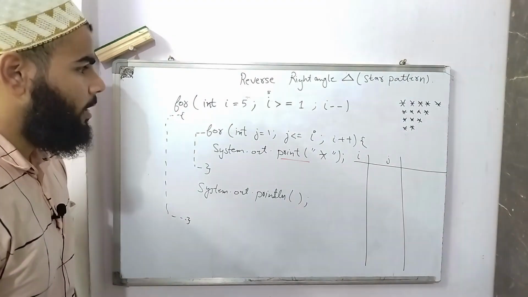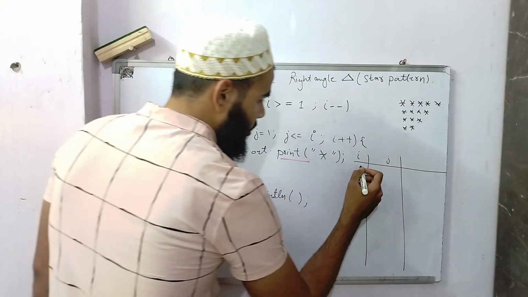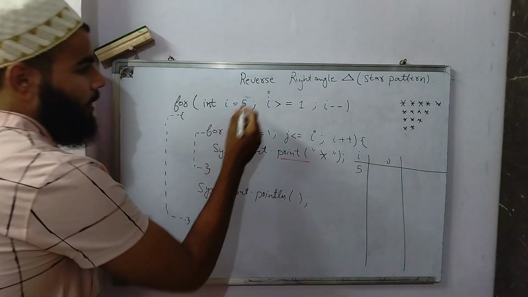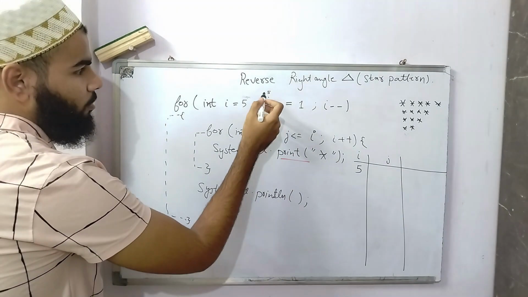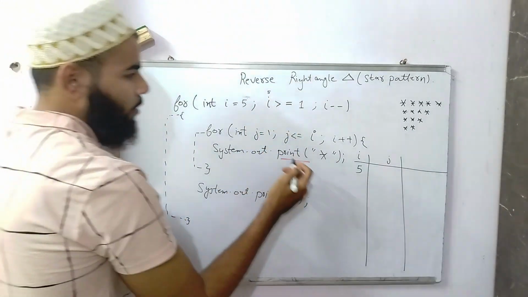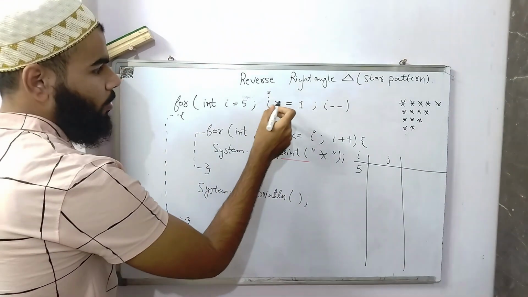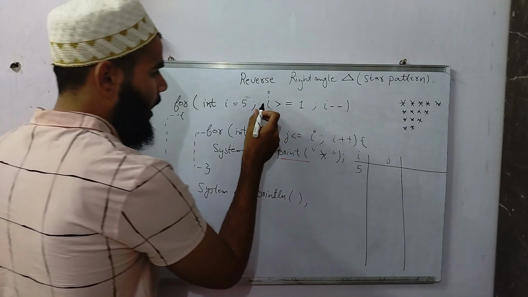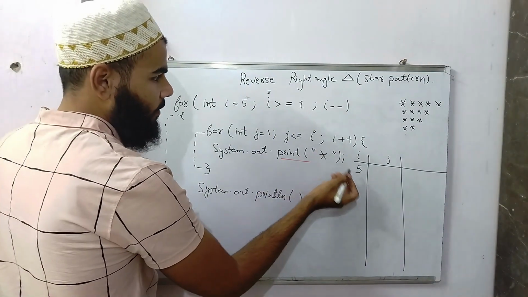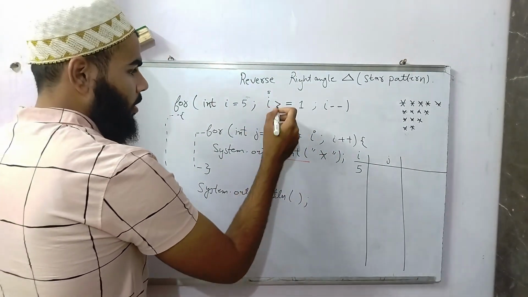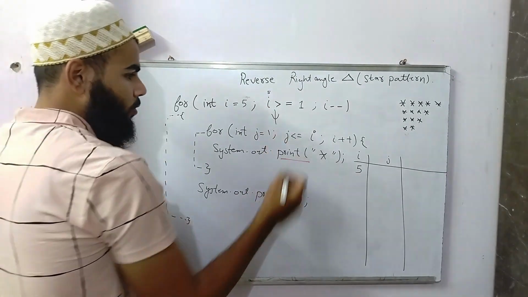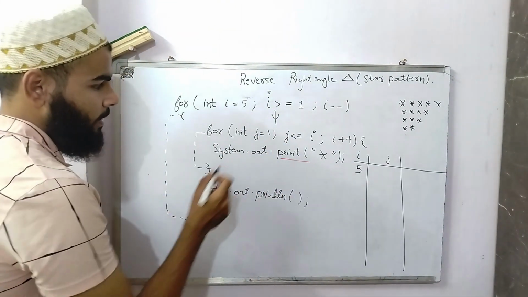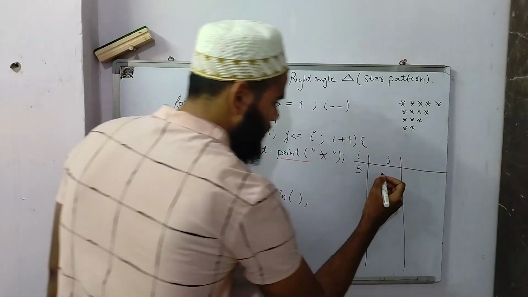Now let's see. Right now the value of i initially was 5, and what we checked was whether i is greater than or equal to 1 or not. We know that the value of 5 is greater than 1, so that is true. Since this is true, we are going inside the loop. Inside the loop we got j, and the value of j is 1, so let's write 1 here.